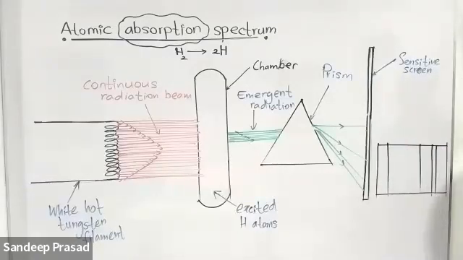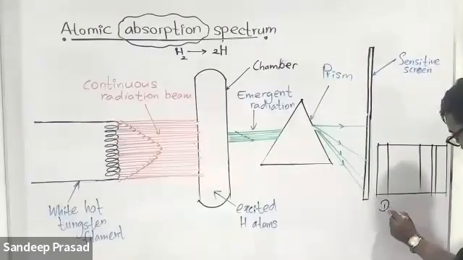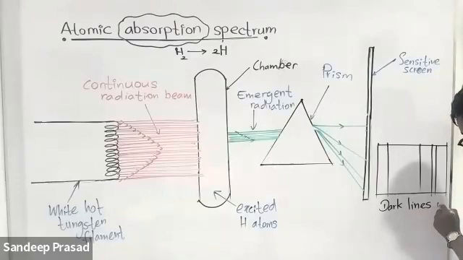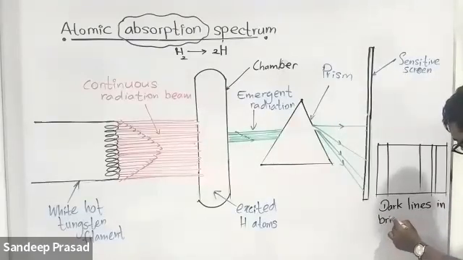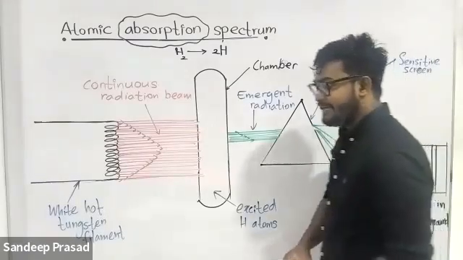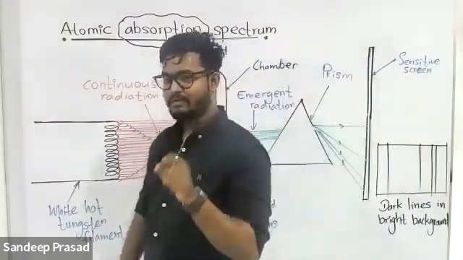This is the screen. The sensitive screen looks like this. In this sensitive screen, we can see dark lines in a bright background. Can anyone say why there are dark lines in the bright background?